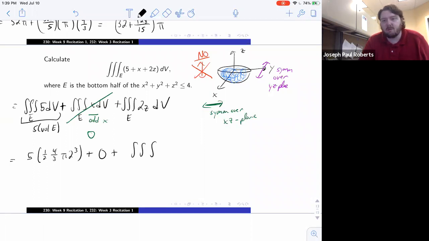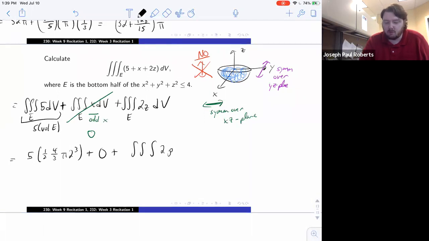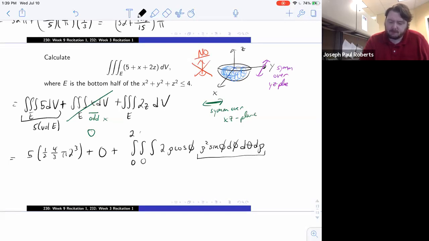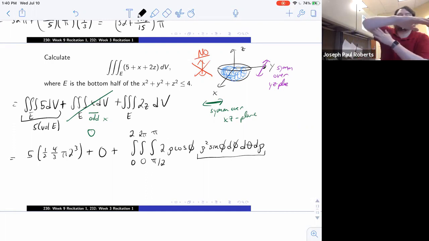this is the only term we actually have to set up. So 2z is 2 rho cosine phi. dV is rho squared sine phi, d phi, d theta, d rho. And then our bounds are 0 to 2 for rho, 0 to 2 pi for theta, and then be careful, it's the bottom half, so phi starts at pi over 2 and goes down to pi, the south pole.